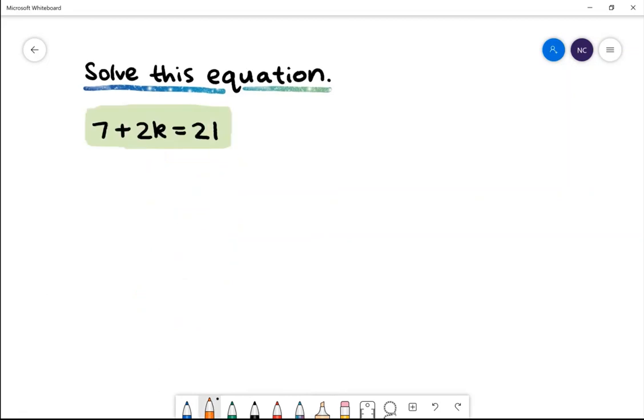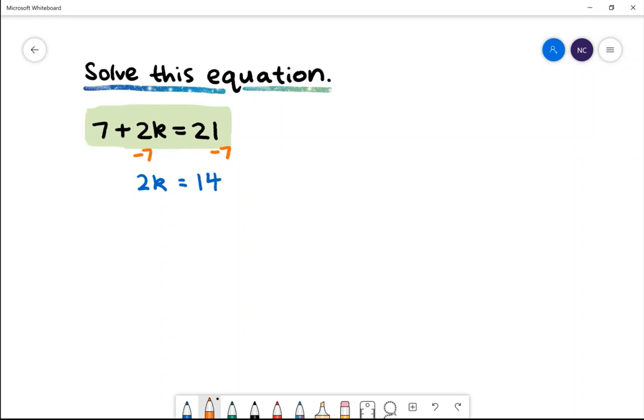Solve this equation. 7 plus 2k is equal to 21. We need to get rid of the positive 7 on the left-hand side. So we're going to subtract 7 on the left-hand side and subtract 7 on the right-hand side to make sure that the equation is balanced. So 7 minus 7 gives us 0, so we're left with only 2k on the left-hand side. And on the right-hand side, 21 subtract 7 gives us 14.